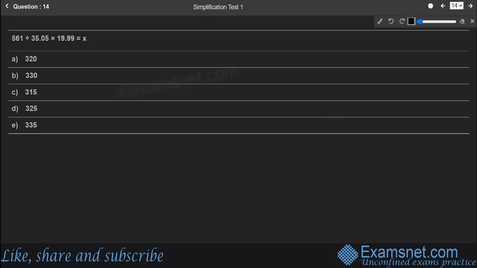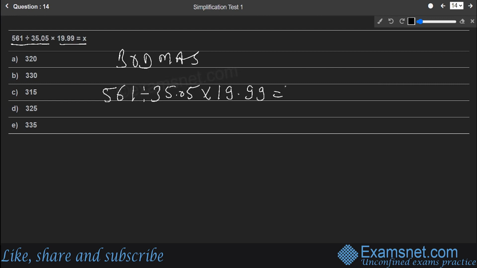Now, 561 divided by 35.05 into 19.99 is equal to x. Again, we have to solve the same way. We have to use the BODMAS rule. We have to understand the priorities. So let us write the expression: 561 divided by 35.05 multiplied by 19.99 is equal to x.